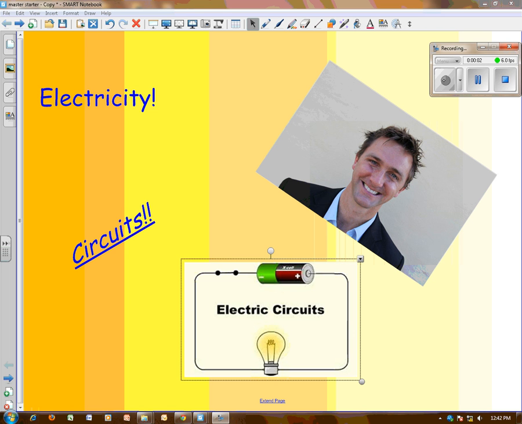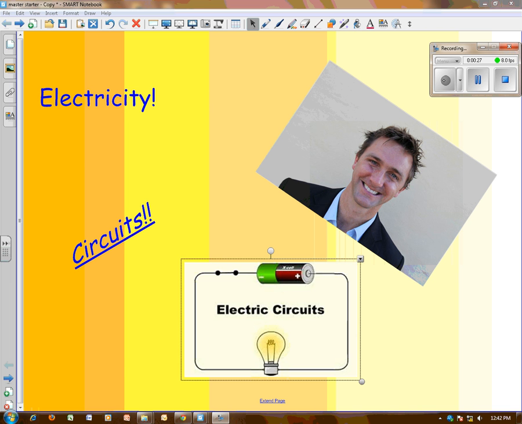Hi there guys, back to electricity, and we're looking at circuits today. We've already looked at electricity and seen that electricity is really just the movement of electrons, which are these little parts of energy that buzz around an atom. And today we're going to look at how we control that electricity, and we usually control electricity with circuits. We like to move electricity through circuits, and there's a picture of a circuit there for you.